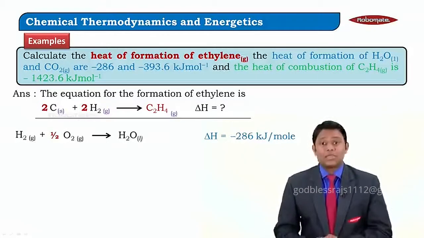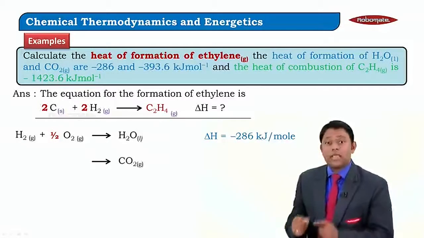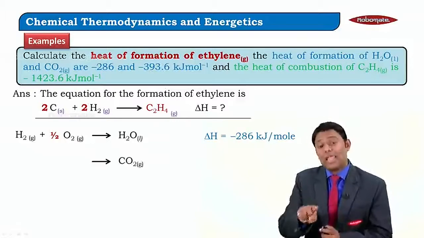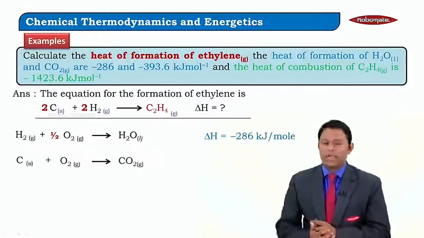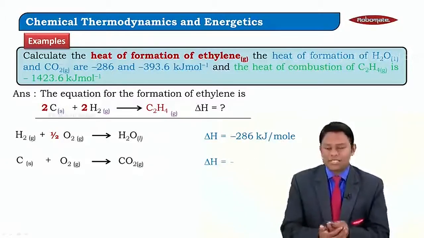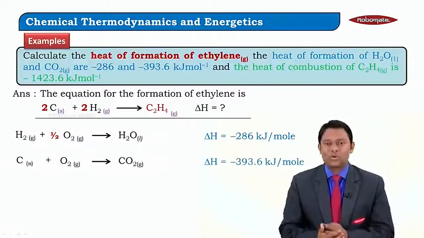The second thing given is formation of carbon dioxide. For formation of carbon dioxide, we will use its elements in their standard state, that is carbon plus oxygen giving you carbon dioxide. No need to balance this equation, and the delta H value is minus 393.6 kilojoule.